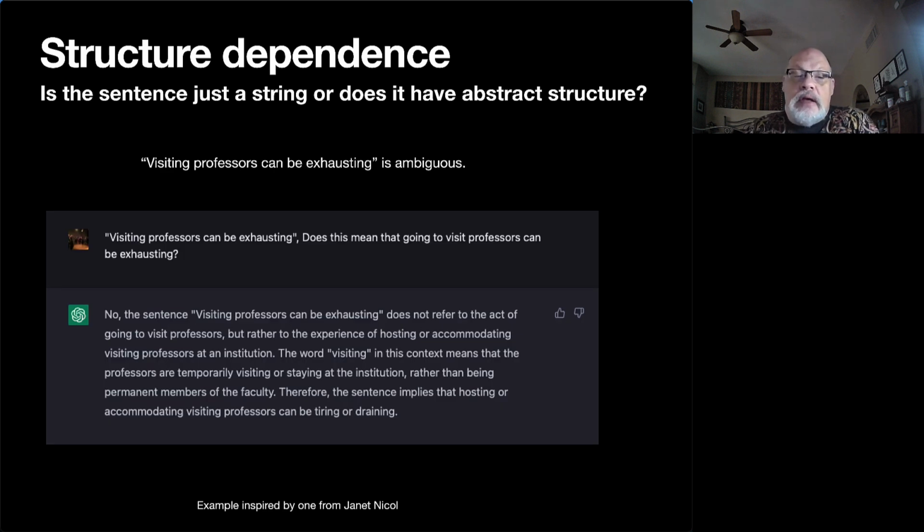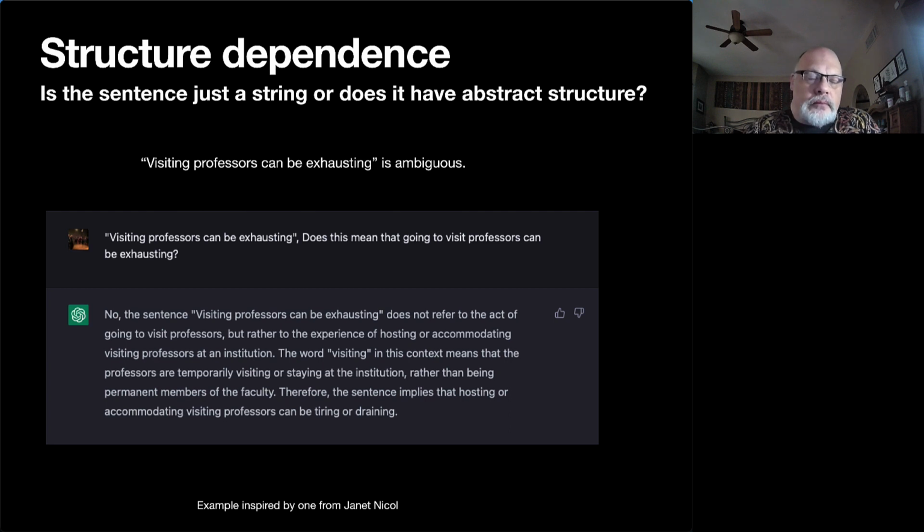Let's look at another example. The sentence, visiting professors can be exhausting, is actually ambiguous in English. It can mean two things. It can mean going to visit professors can be exhausting. So I go and I visit a whole bunch of different professors at another university, and I'm exhausted. That's one interpretation.